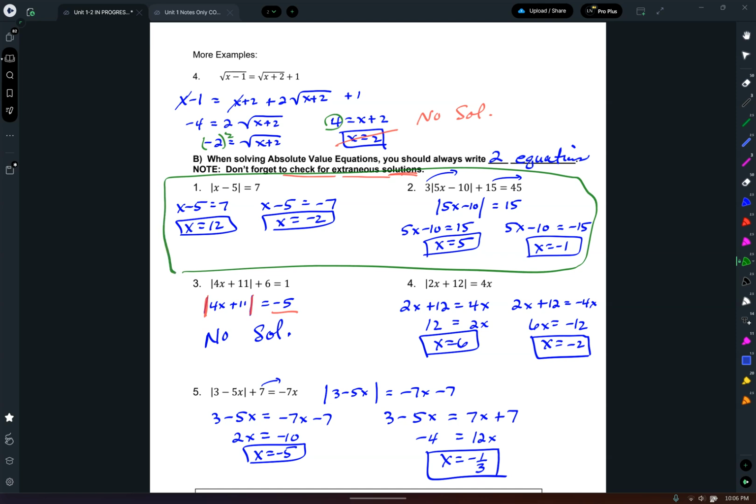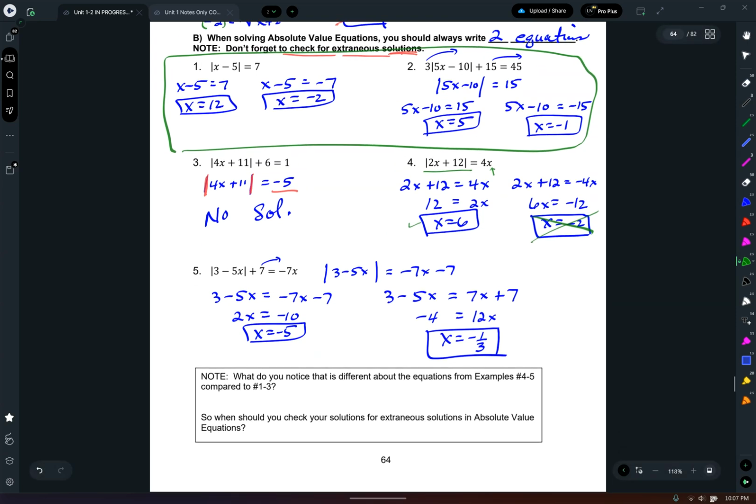Okay, but on number 4, let's check number 4. If I plug in a 6, I'm going to have, let's see, 12 plus 12 is 24. Absolute value is still 24. That works. But if I plug in a negative 2, negative 4 plus 12 is 8. The absolute value of 8 does not equal negative 8. And so the easy way to check this when you have absolute value is to start by plugging, if you have a negative answer, start by plugging it into the other side and see if it gives you a negative, because there's no way that this absolute value could equal negative anything, right? Because absolute value can't be negative. So that means this one doesn't work.